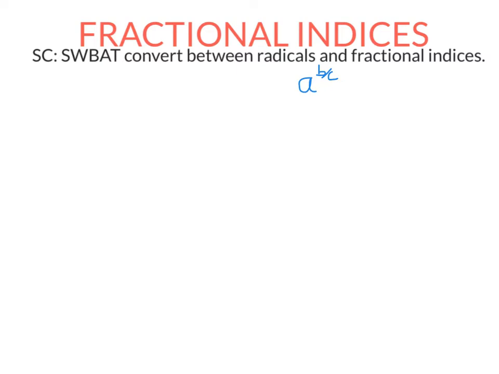So the rule for fractional indices is when you have something raised to a fractional power like this, the bottom number tells you which root to take, and the top number is what the base is being raised to. This is how we convert between fractional indices and radicals.